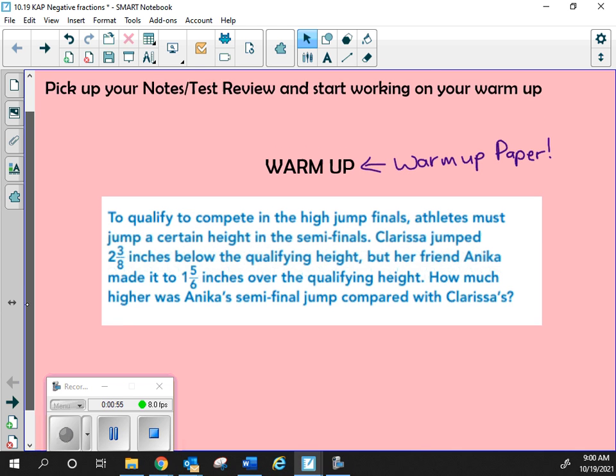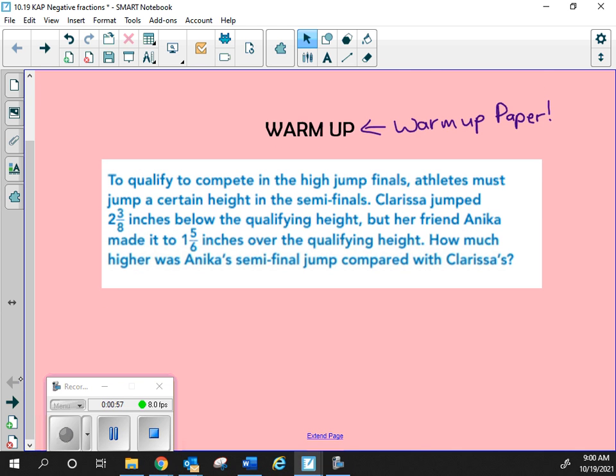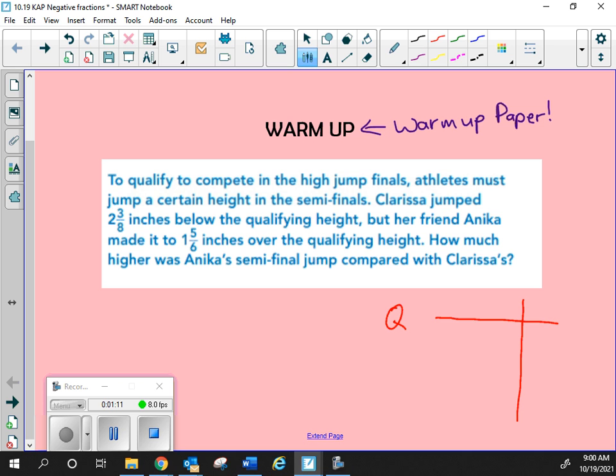So I think a picture would be super helpful with this. Okay, so if it's a high jump, right? I'm talking about high jump. That means is it going to be horizontal or a vertical type of thing? It's a vertical type of thing. Okay, and here's like the qualifying. I'm just going to say that's my qualifying height. And then I'm going to sort of label them on there.